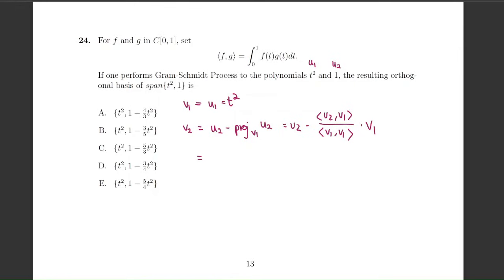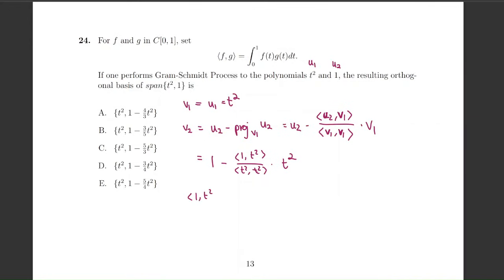Okay, so that's just equal to 1 minus the inner product of 1 and t squared, divided by the inner product of t squared and t squared, times t squared. Okay, these are v's and this is a u. I'll try to denote my u's differently, but yeah, so my v1 is t squared. Okay, so what is the inner product of this?